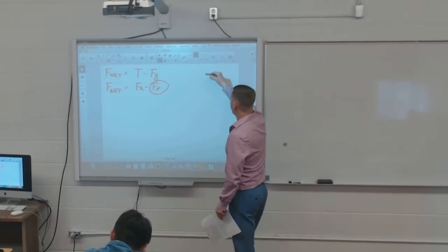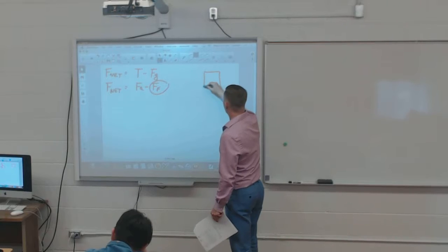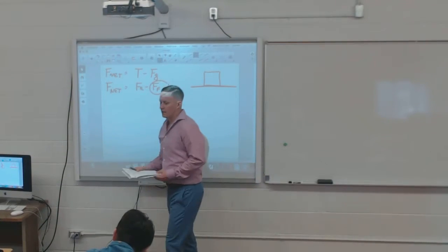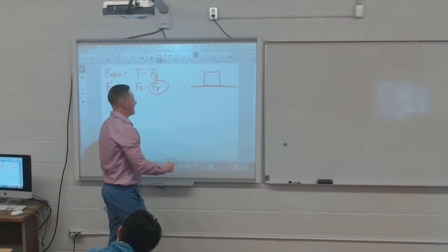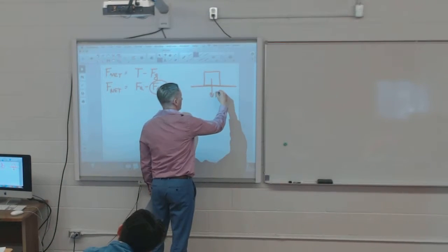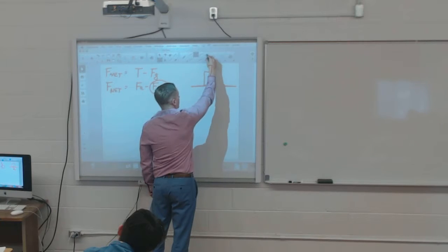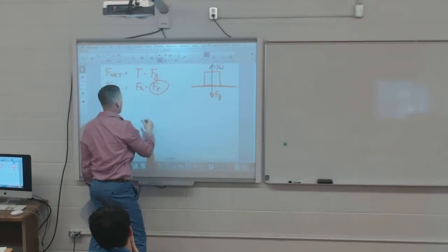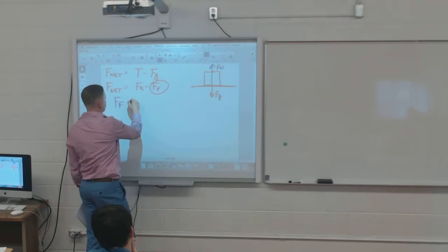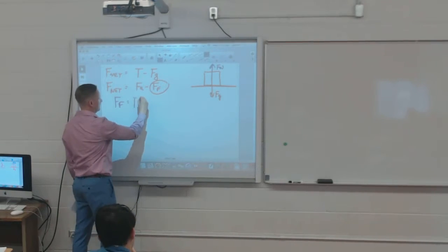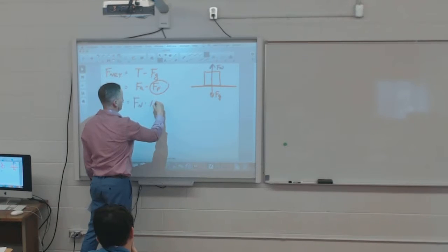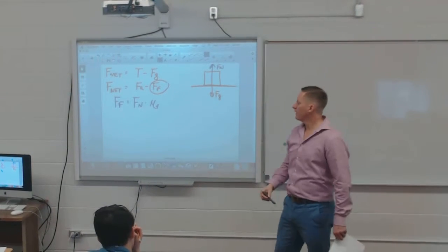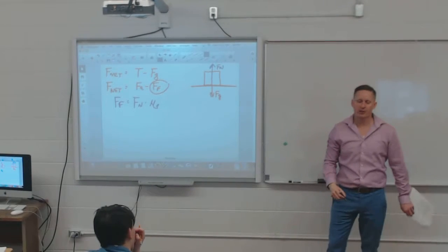Now, if an object rests on a flat surface, the force of gravity working down will be the same as the normal force working up. To find my force of friction, I take the measure of the normal force and I times it by the coefficient of friction.